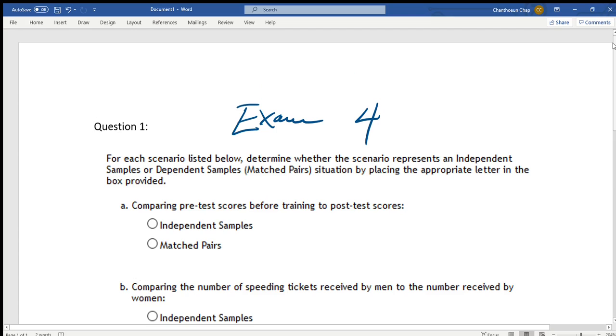In today's lecture, we are going to prepare for exam 4. Let's get started. For each scenario listed below, determine whether the scenario represents an independent or dependent sample. Recall, independent samples are samples that are unrelated, and matched paired samples are samples that are related.